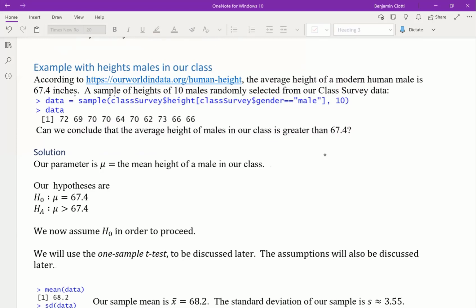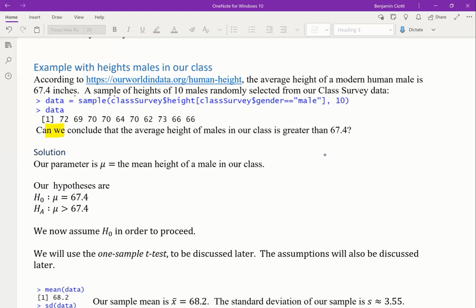So here's the answer. The parameter that we're trying to estimate is the mean height of males in our class. The sample in this case is the 10 students that were selected from the class. So the null hypothesis is going to be that males in our class have the same height distribution as the world does. That is to say that the average height of males in our class is 67.4 inches.